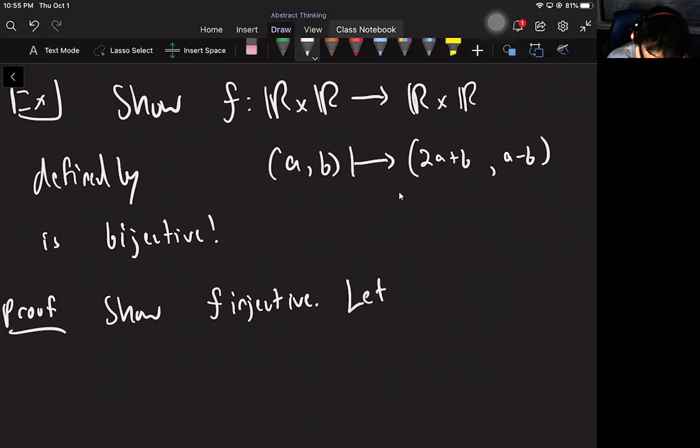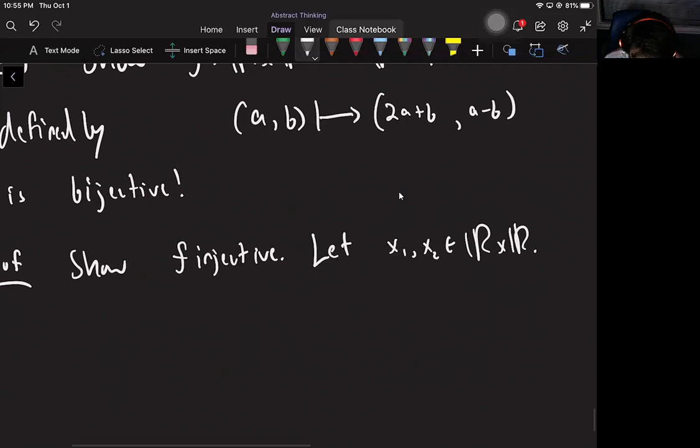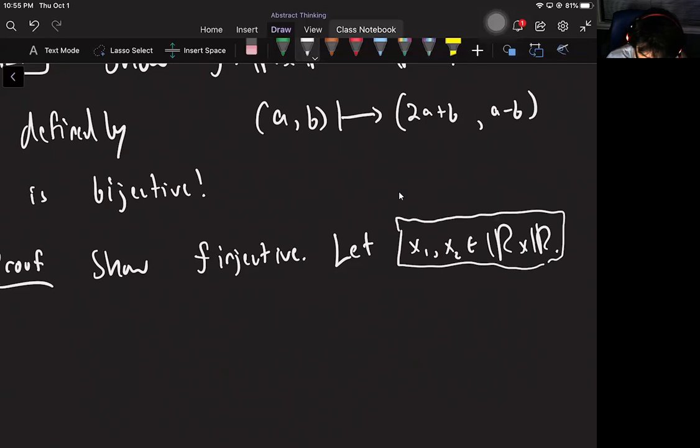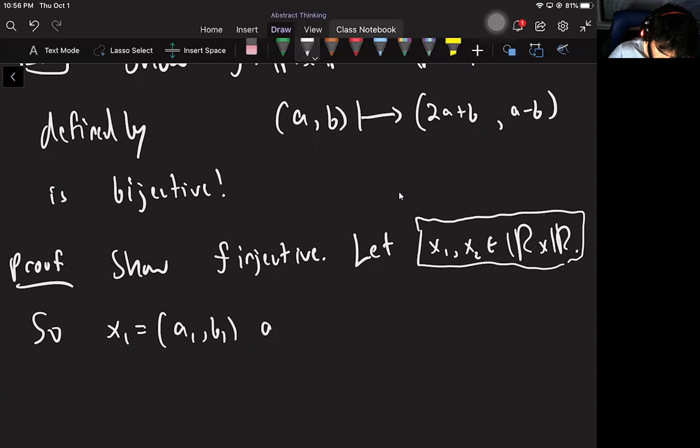And the way that works is I need to let two guys be in my domain. But this is a bit weirder because they're both going to be ordered pairs. So in this situation, I have to actually say a little bit more about what it means for them to be in the domain before I continue. So x1 is going to be some ordered pair. And x2 is also going to be some ordered pair.